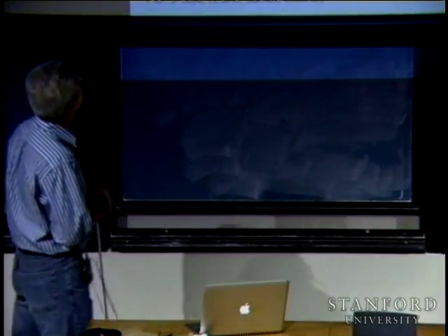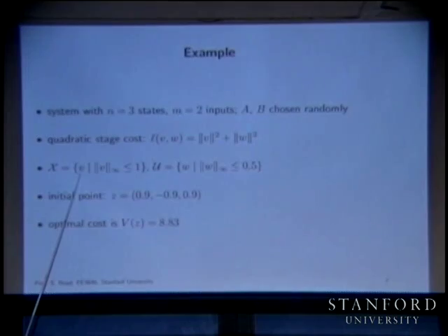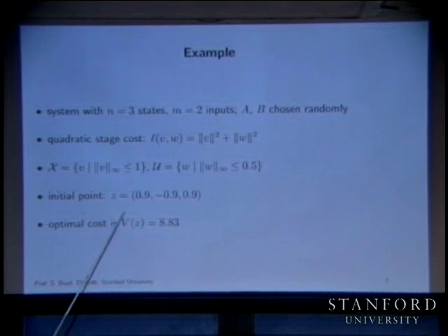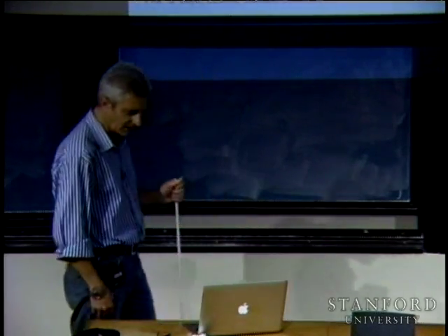So let's just do an example. I don't know, a system with like 3 states and 2 inputs. It really doesn't matter. It's just completely random. Just quadratic stage cost. And we'll have a limit on the state. None of the components can be bigger than 1. And same for the inputs. They have to be less than 0.5. Who knows why? And then here's our input. And the optimal cost turns out to be 8.83. If you're curious, I can tell you why that's not an approximation. That's the exact number. I'll explain it in a minute. Not that it matters. I'll get back to that in a minute.